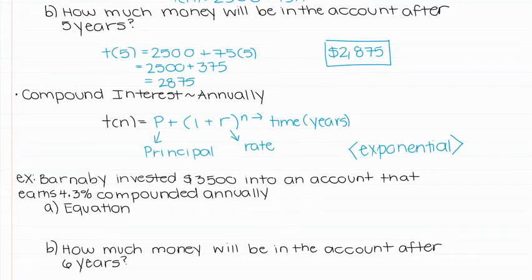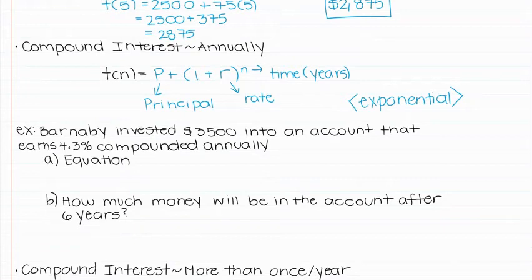All right, so we have Barnaby, and he has invested $3,500 into an account that earns 4.3% interest compounded annually. So the keywords are compounded annually.